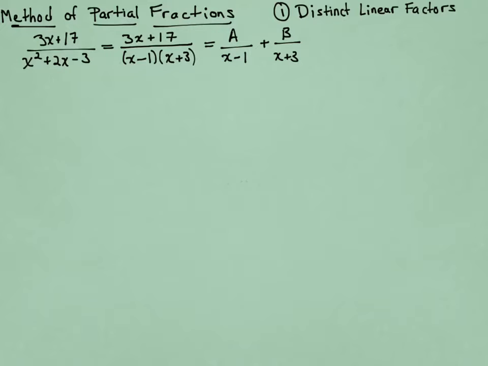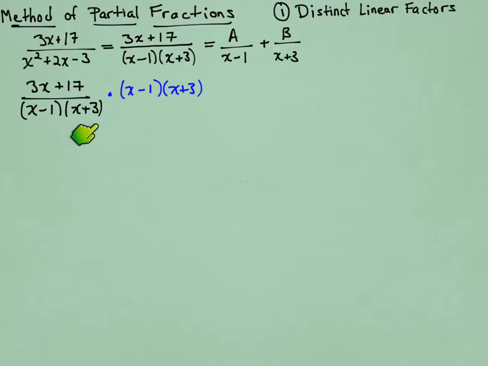In order to find what a and b are, we'll take this equation that has on the left side this rational expression, on the right side the two terms, and we'll clear the fractions by multiplying both sides by the common factors, the product of the two factors that appear. So we'll multiply the left by x minus 1 times x plus 3, and we'll have to do that to each term in the right. So I'll do it to the first term and also to the second term.